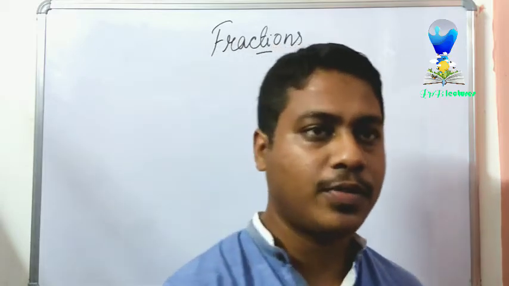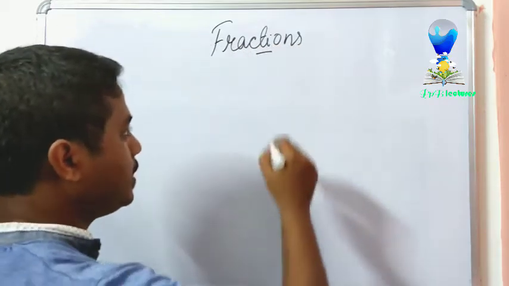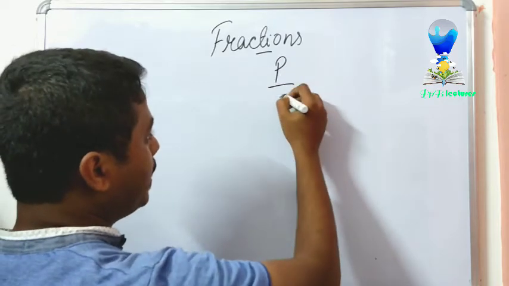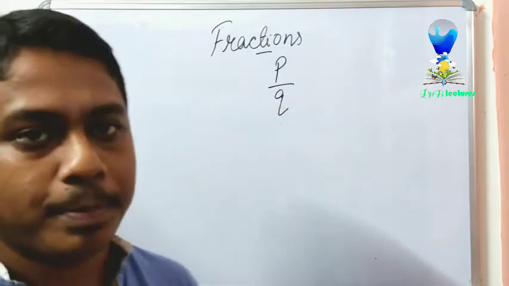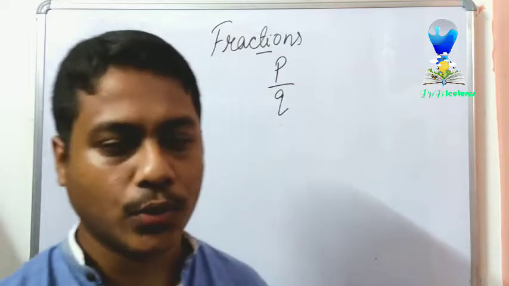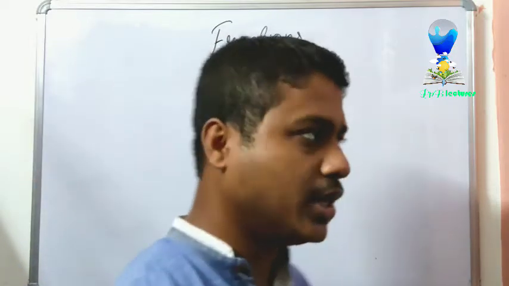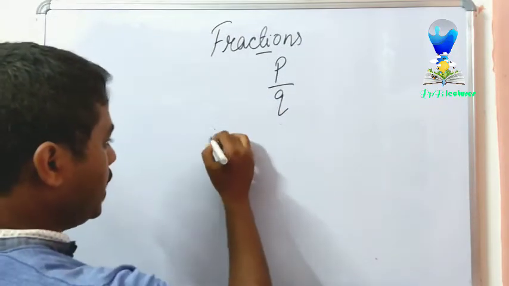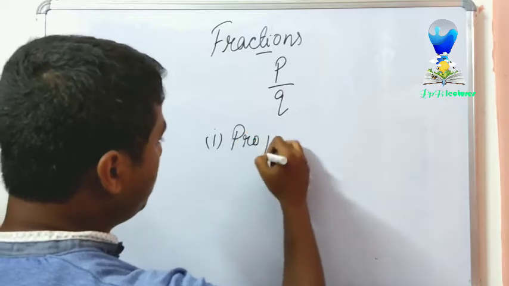So if I consider a fraction, we write the fraction in the type of P by Q. It is written in this form. Okay, P by Q. So the proper fraction here we can consider as which one will be your proper fraction.